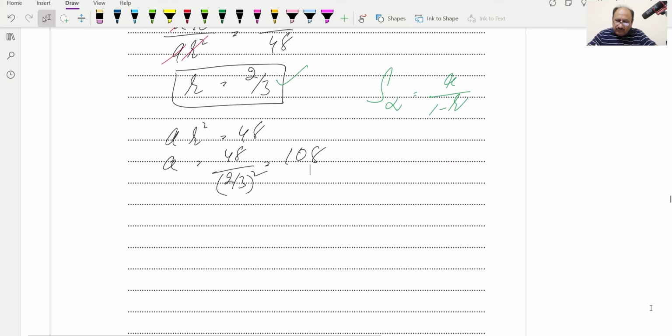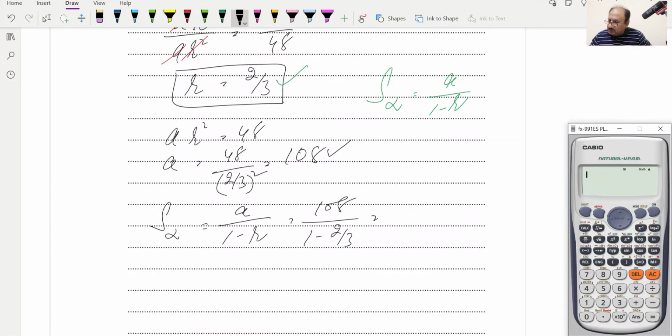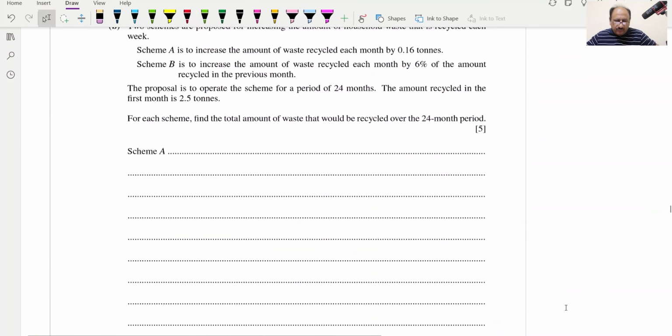Now we have the a value and we have the r value, so we will replace in S infinity, which is equal to a over 1 minus r, which is equal to 108 over 1 minus 2 by 3, and this is equal to 324. This will be our final answer for the sum to infinity.